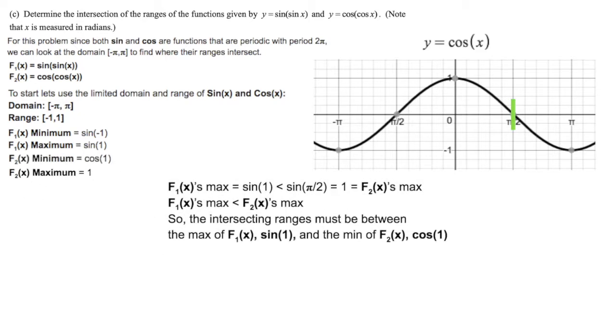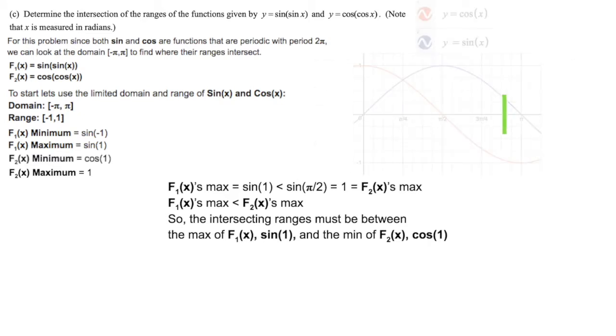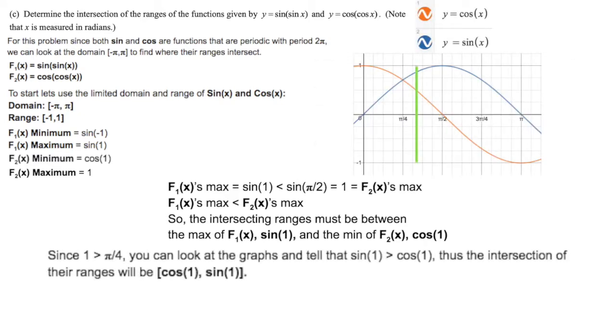We know that sine of 1 is less than sine of pi over 2, and sine of pi over 2 equals 1. So f2 of x's max must be above f1 of x's max. So the intersecting ranges must be between the minimum of f2 of x, which is cosine of 1, and the max of f1 of x, which is sine of 1. Since 1 is greater than pi over 4, you can look at the graphs and tell that sine of 1 is greater than cosine of 1. Thus, the intersection of their ranges will be cosine 1 to sine 1.